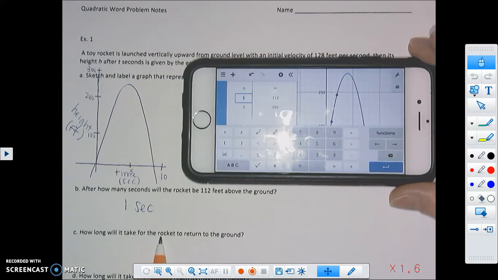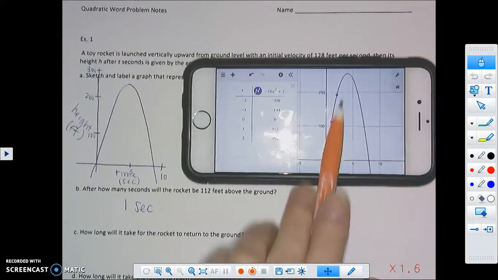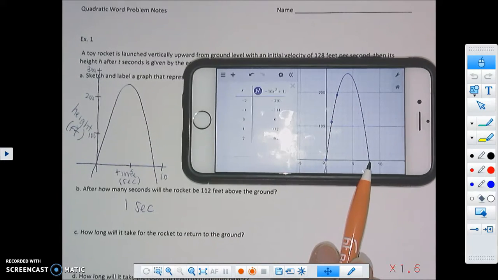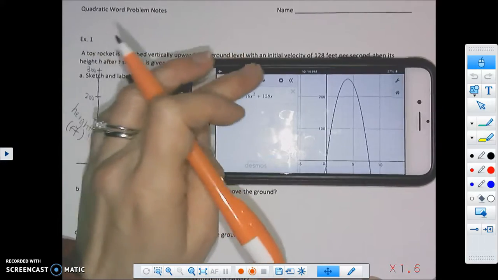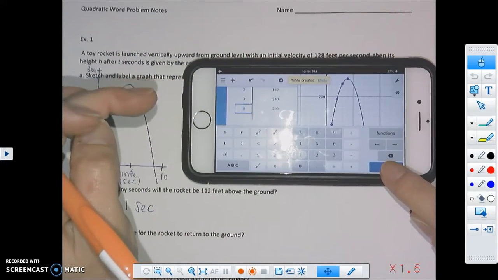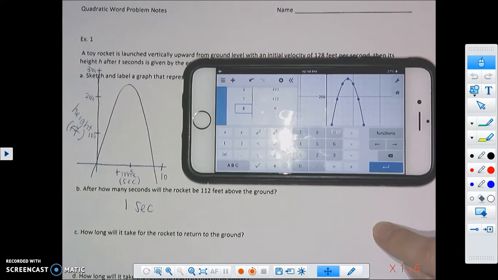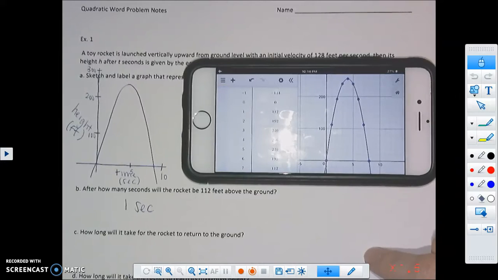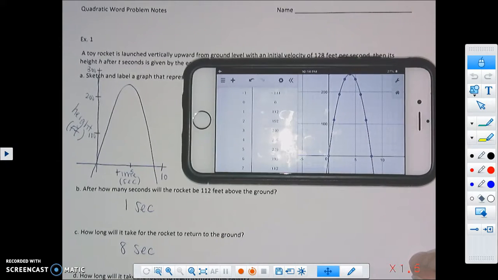The next part says, how long will it take for the rocket to return to the ground? So again, let's take a look at our graph where the rocket's going up, it's going to come back down, and it's hitting the ground right here. Now, it looks like it's 8 seconds, but we're not exactly sure. So in our chart, if we go down here, we can just keep hitting enter and it's going to keep producing more points. We want to know where it's hitting the ground. So the ground is 0 feet. That means it is truly 8 seconds. And that's where you can click off of that and see that as well. So it will take 8 seconds for it to reach the ground again. Okay, so there's the ground right there for us.